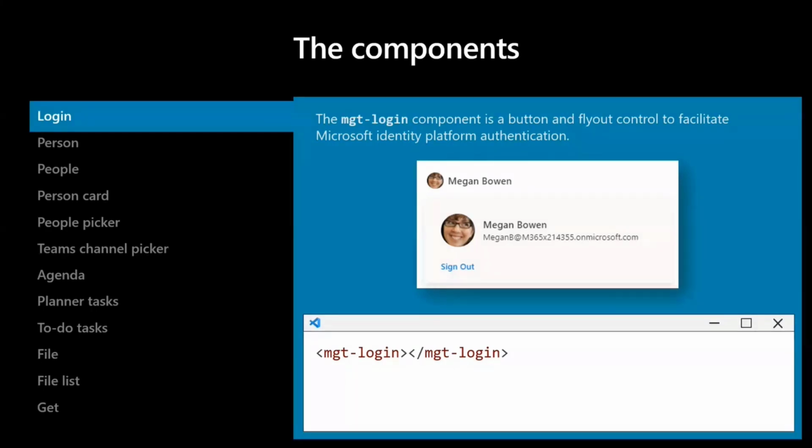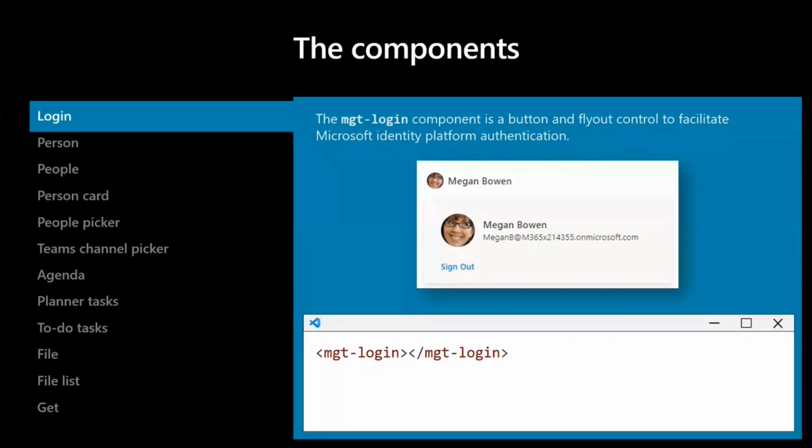It automatically facilitates all the Microsoft Identity Platform authentication. So this is where you're going to go in and log in to your underlying backend system, in that case, which will be Microsoft Graph, that is secured by the Microsoft Identity Platform. So that's the first component that we offer.